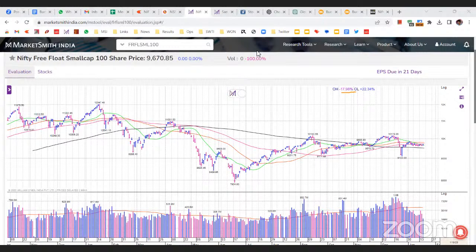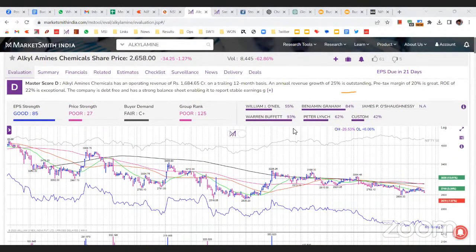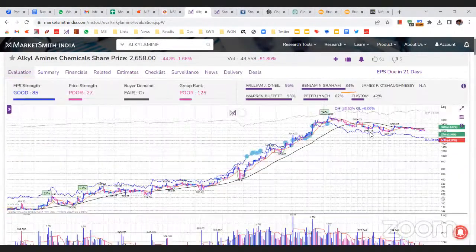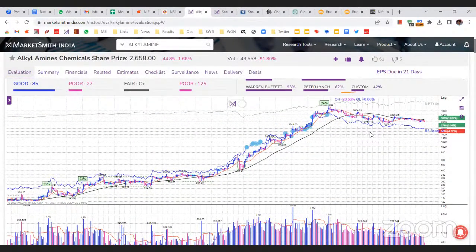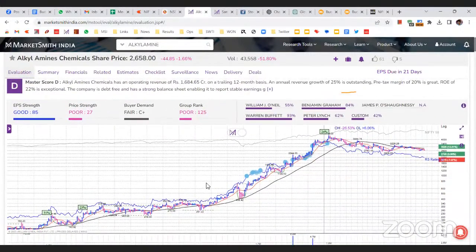Coming to stocks, I'll take a few stocks now. First, I'll start with Alkyl Amines, which was a very good wealth generator for investors. If you look at the long-term weekly chart, you'll get a view of how the stock has done in the last 2 to 3 years. Starting from 2019, the stock has advanced sharply. In 2019, it was trading around 260 rupees. Currently, it is trading at 2600 rupees. So a 10x advancement has happened.